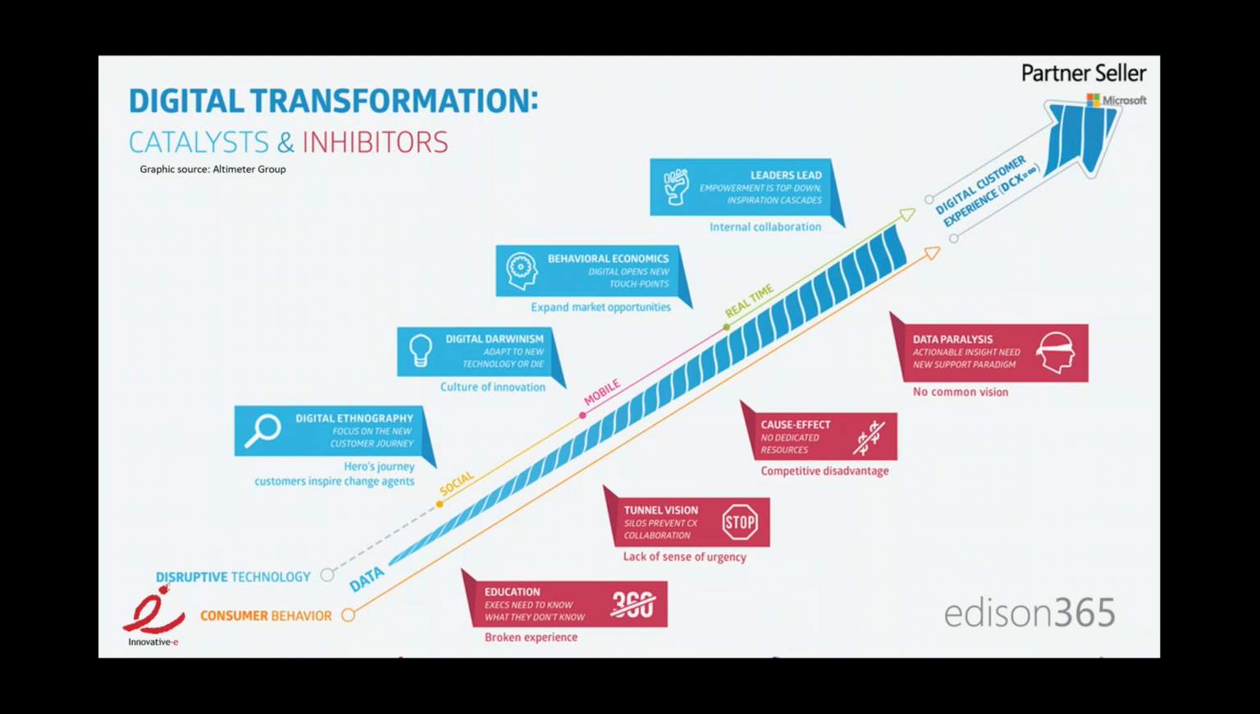So here again from the Altimeter Group, excuse me, they're one of the more prolific graphic makers, they've shared an idea that is pretty common and consistent in terms of the things that work in favor of and against your digital transformations. What are the catalysts and what are the inhibitors?